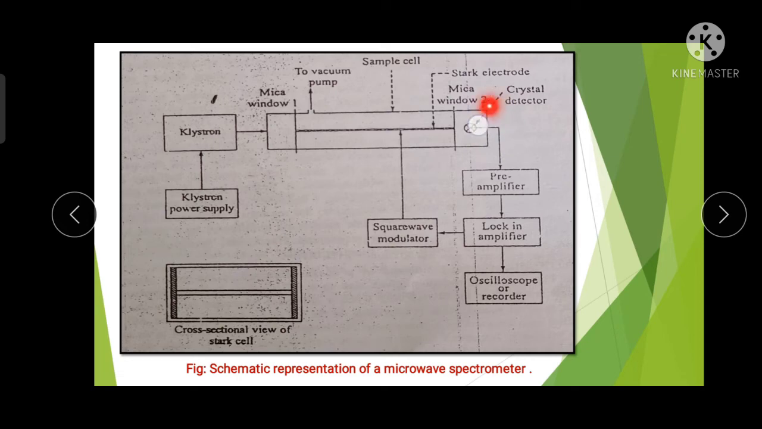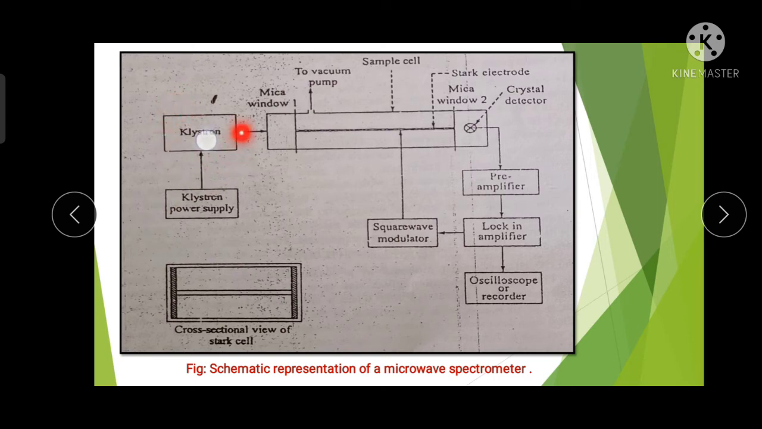After that, this detector detects the signal when the microwave radiation goes through the sample, and this detector sends that signal to the preamplifier. The preamplifier amplifies the signal and gives it to the lock-in amplifier, and in this way we get the particular signal and the spectra on a display device.